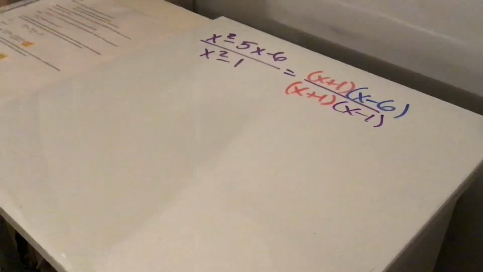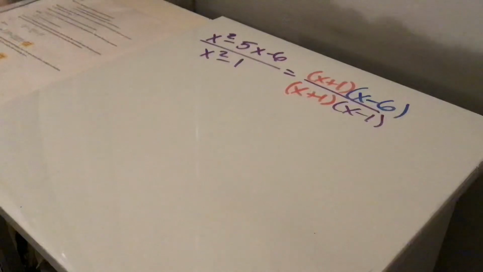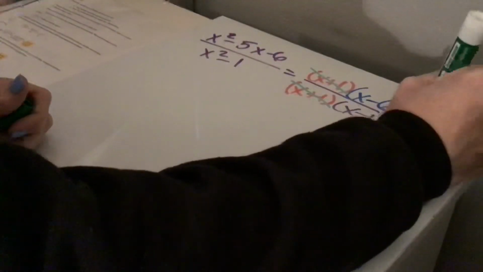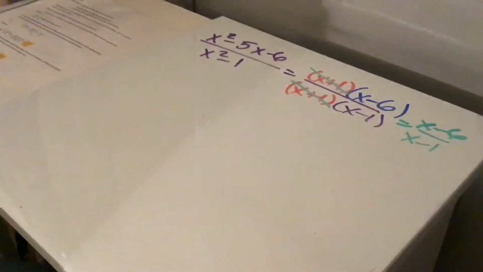Then are there common factors to both numerator and denominator? There are. So we're going to cancel out the x plus 1's, and we end up with x minus 6 over x minus 1. You cannot cancel out the x's. They are not factors.